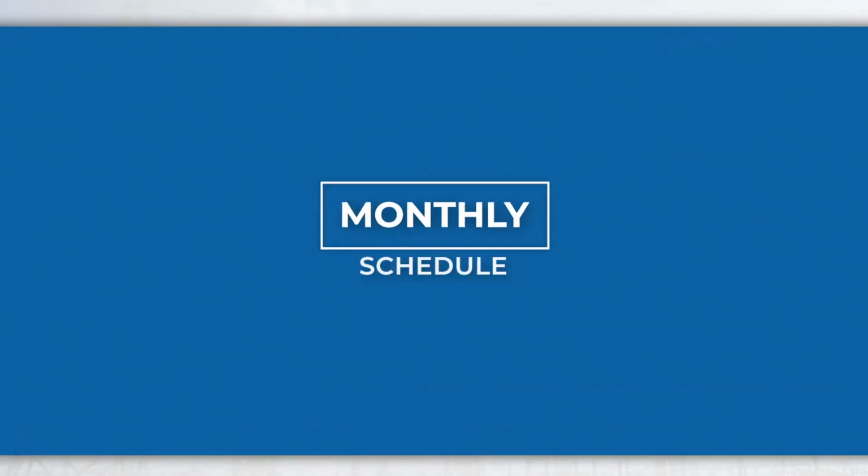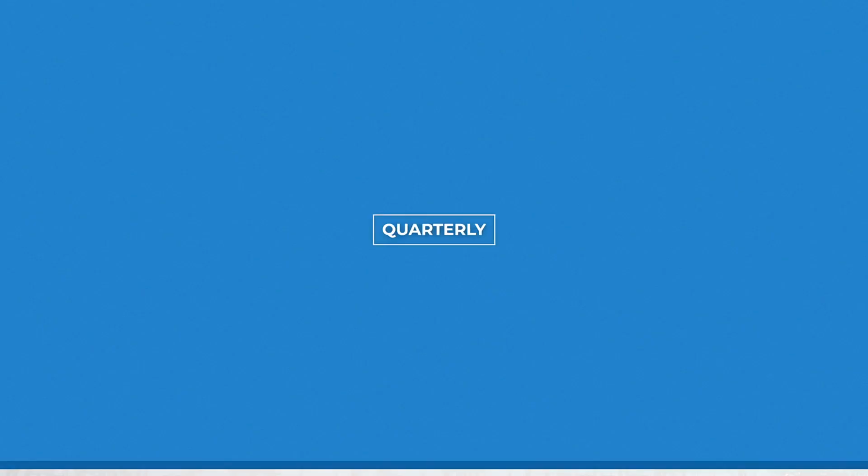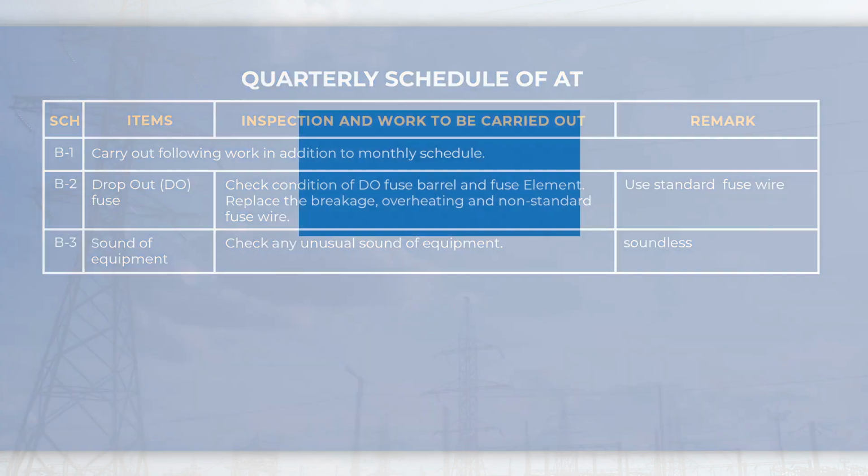Monthly schedule. In the monthly schedule, perform activities like checking the oil level in the conservator, condition of silica gel, fuse and HT-LT bushing terminal connections, etc. Quarterly schedule. In the quarterly schedule, perform activities like checking the condition of DO fuse and sound of equipment etc. in addition to monthly schedule activities.